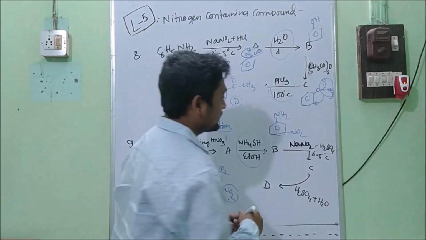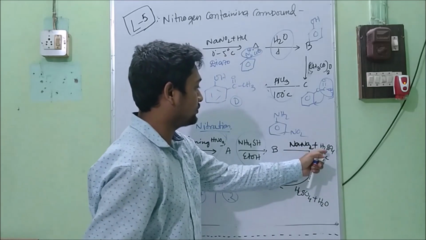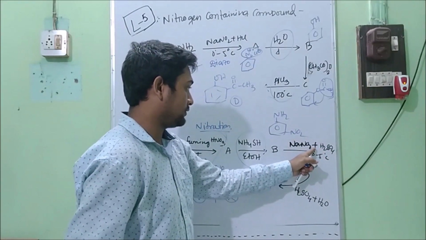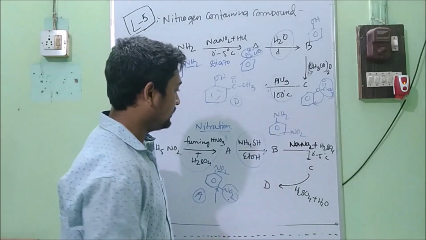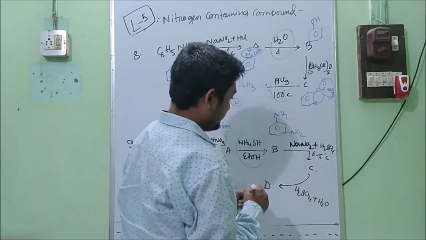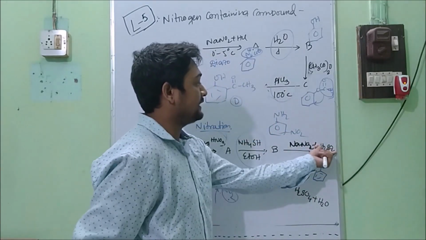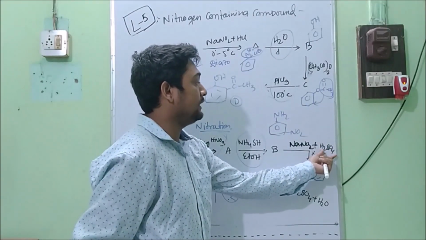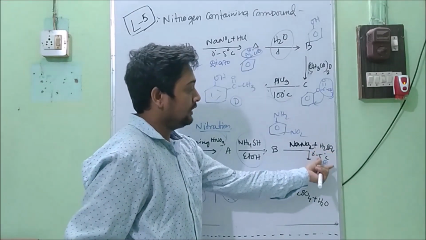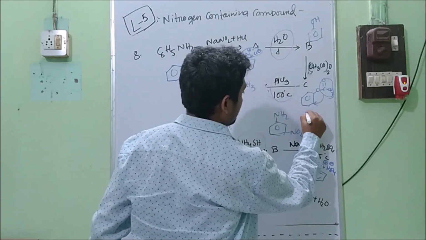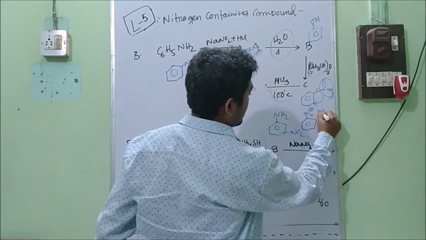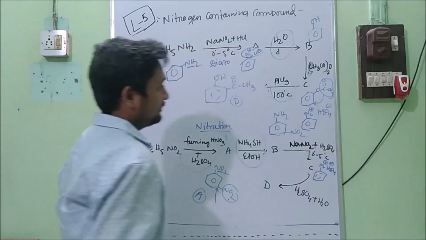Again, on reaction with NaNO2 and H2SO4, that is a diazo type reaction. So this group will convert into a diazonium salt. So the structure of C will be N2 plus. If we use HCl, then there will be Cl minus. Now we have used H2SO4, so there will be HSO4 minus. This is the structure, N2 plus HSO4 minus.